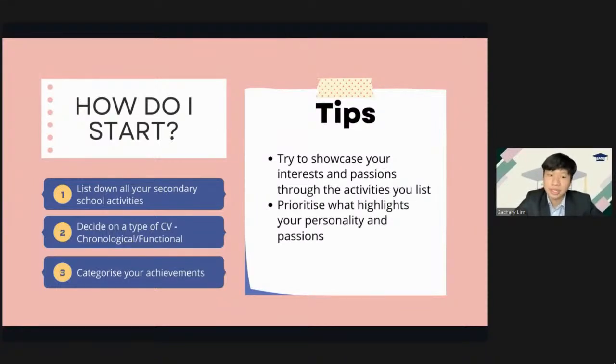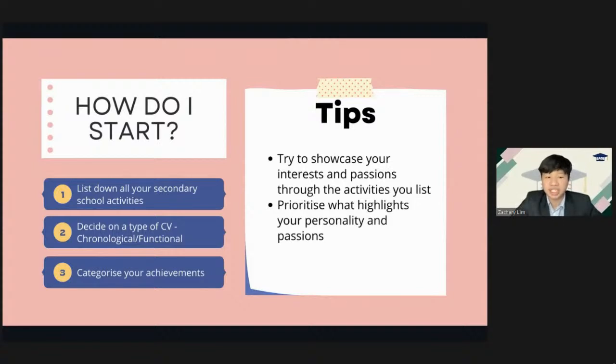For the first thing, I would really advise you to list down all your secondary school activities. It doesn't matter how small or how big it was. It could be something as small as winning something in school to winning a medal for the country. It doesn't really matter as long as you list down every single activity or achievement that you've had in high school. The second step is to decide on the type of CV.